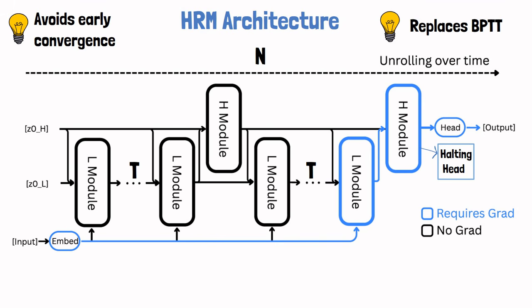This way, the model can dynamically adjust its thinking time depending on task complexity. For harder problems, it can continue reasoning for more cycles, while for easier ones, it stops early to save compute. Training this mechanism is done with reinforcement learning, where the model gets rewarded if it halts at the right time and produces the correct answer.